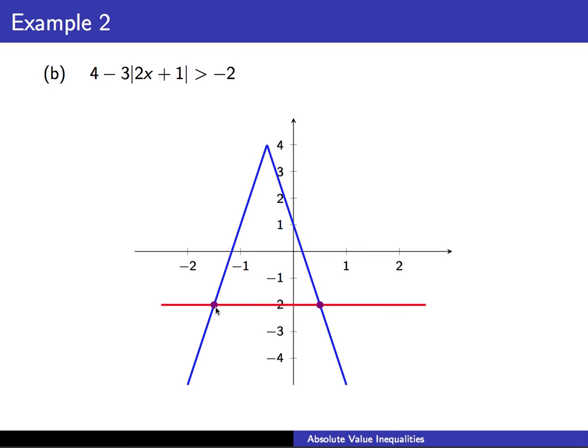So here's our negative 3 halves. Here's our 1 half. Anything between negative 3 halves and positive 1 half will work, with, again, we can't equal them, so don't include these intersection points.